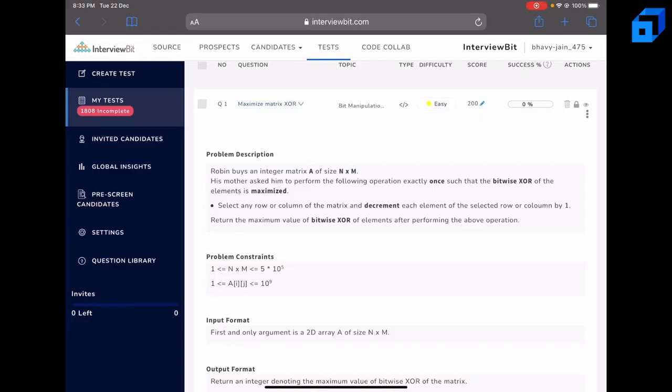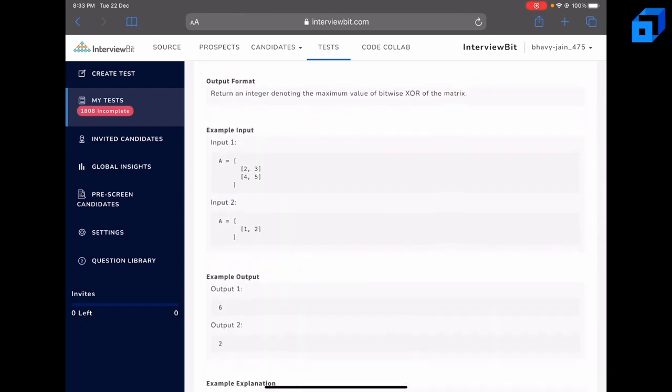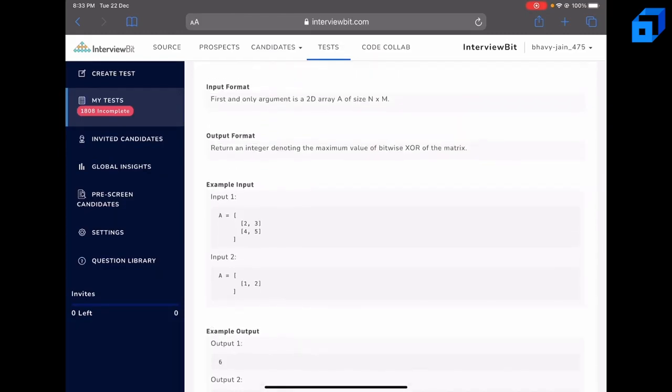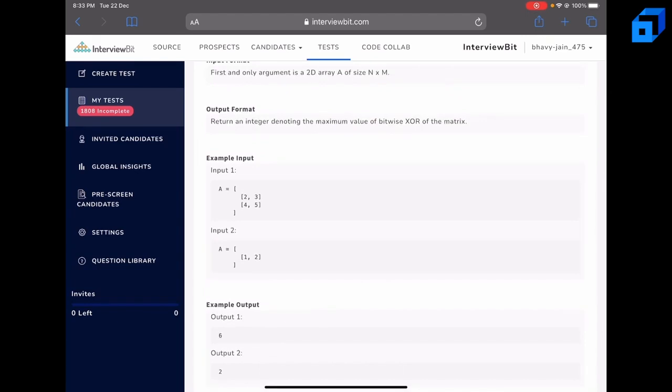So n cross m is at most 5 into 10 to the power 5 and aij is less than or equal to 10 to the power 9. For the first case, 2, 3, 4, 5, we can select the second row and decrement each element. So we'll get 2, 3, 3, 4. Now the XOR of elements will be 2 XOR 3 XOR 3 XOR 4. 3 XOR 3 will be 0, and 2 XOR 4 is 6. So the answer is 6, the maximum value. So let's look at the solution approach.